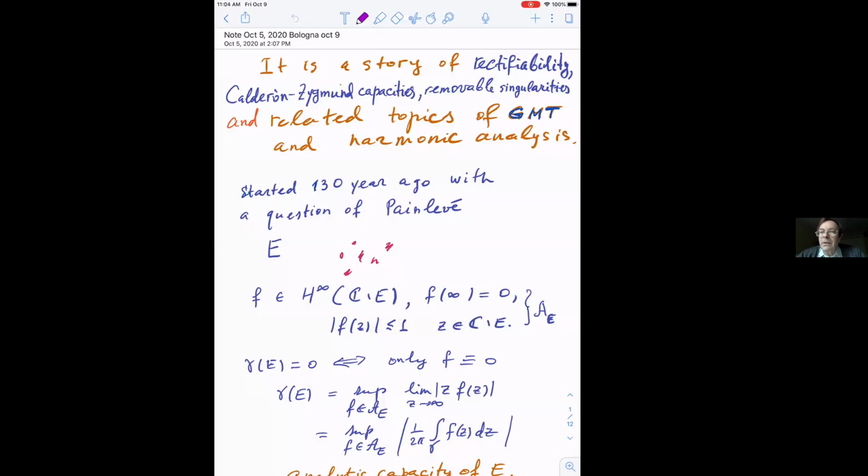project with Nicola and some other people we work on now. But I decided to choose another story, which is a very, very long story. It started 130 years ago, and the modern part of the story is maybe already 25 years old. Many people are involved, many results are obtained. It's a very interesting story, I think, because it unites geometric measure theory and harmonic analysis and complex analysis.